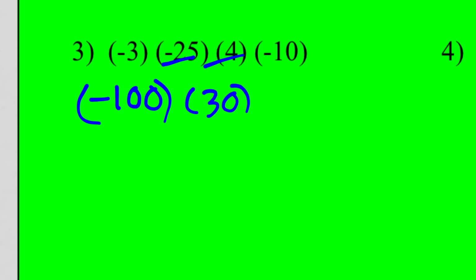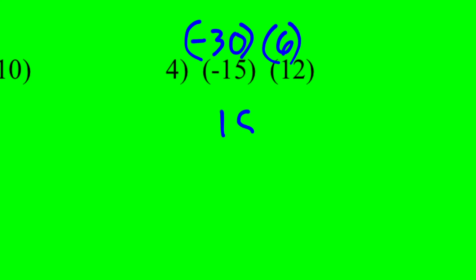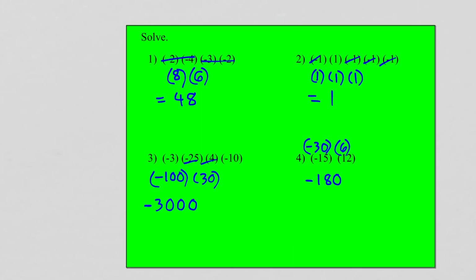Don't forget mental math strategies like finding compatible pairs. In number 3, I might do the -25 times +4 first. That's -100. And then multiply that by -3 times -10, which is +30. And then I would do 30 times 1 is 30 and tack on 2 zeros. Negative times a positive is a negative. And don't forget about the strategy halving and doubling. In this question I might do -30 times +6. 6 times 3 is 18. Tack on a 0, -180.